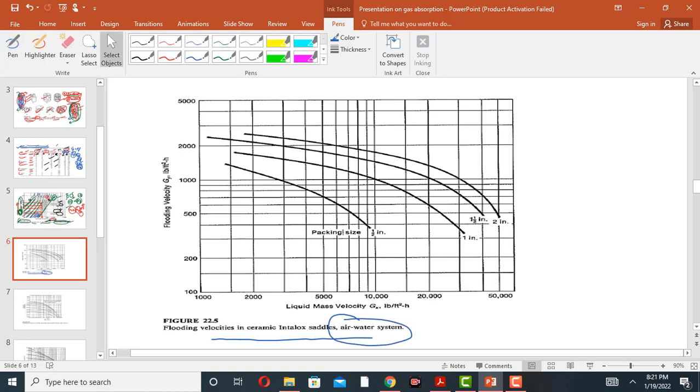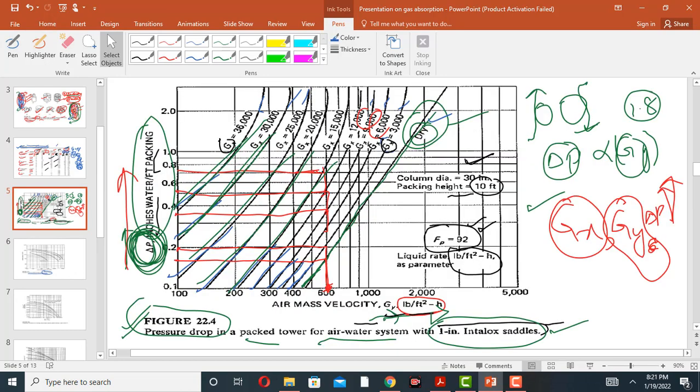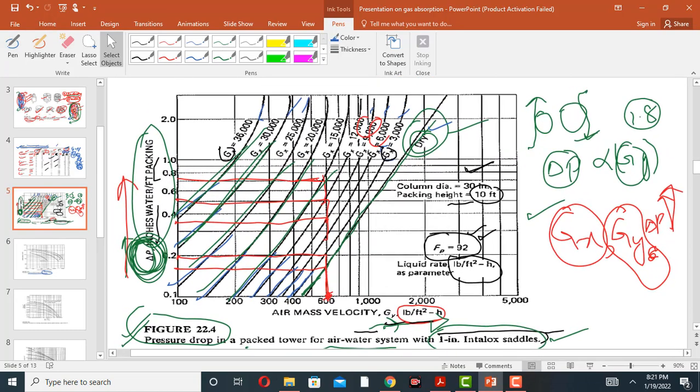Now this is the Gx value. Similarly, at this point, if we show these points, these are called the flooding points, because at these points the pressure drop is very high. If we increase the gas mass flux, for example, at this point, if we further increase the gas mass flux, then the pressure drop will sharply increase. Similarly, this point is also called the flooding point. This is called the flooding.